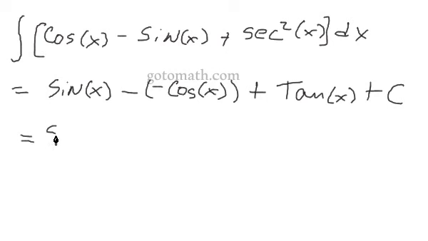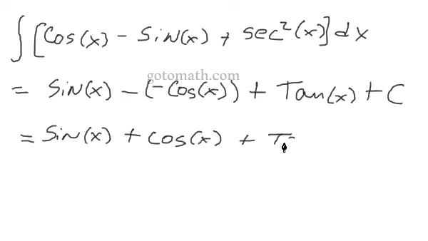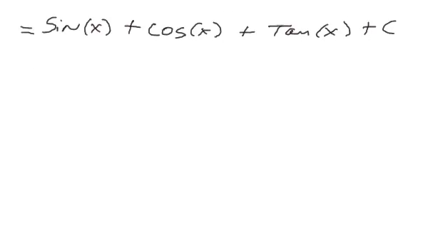So we're going to go ahead and rewrite this. This is sine x. A minus and a minus becomes a plus. That's the reason I wrote that in there. So you have cosine x plus tan x, and then plus c. I think I've got a little bit of time left to work another one here.